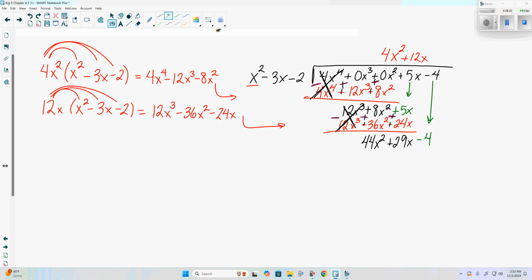Questions on this here? Again, we'll do it one more time. What times x squared is 44x squared? 44. And since the 44 is positive, it's going to be plus 44. Yeah, the numbers got a little big on this one.